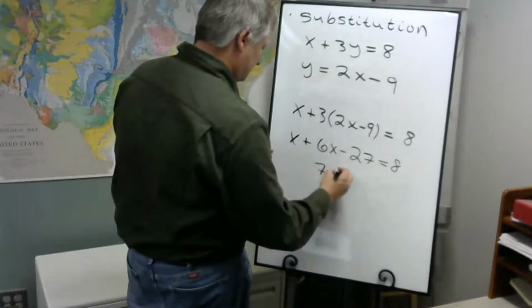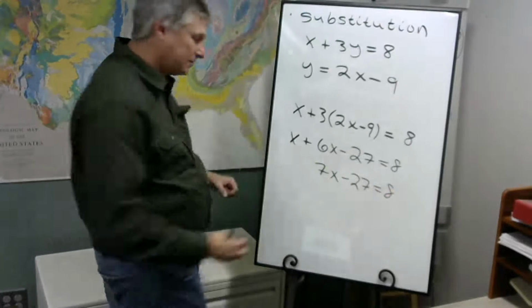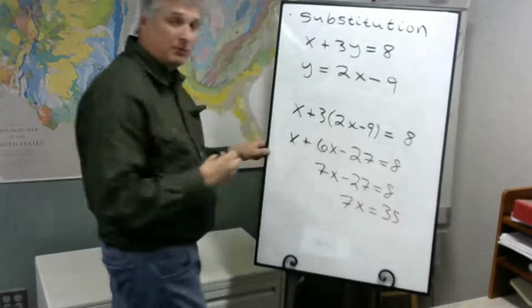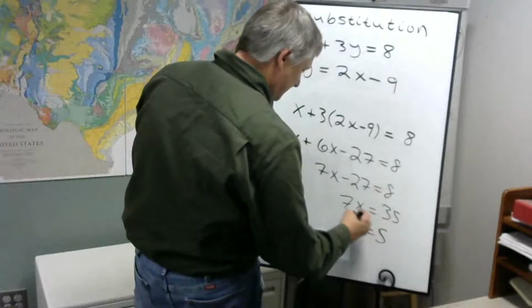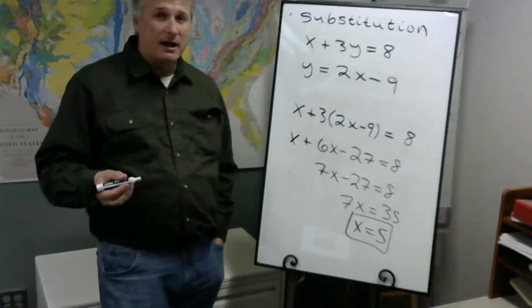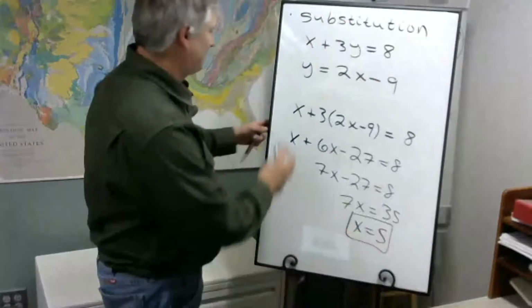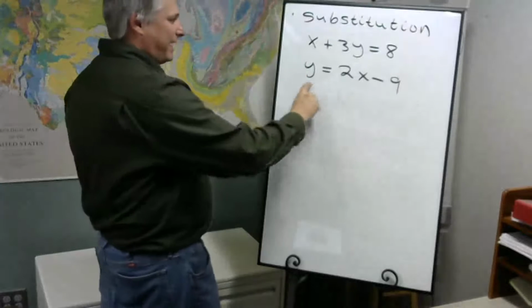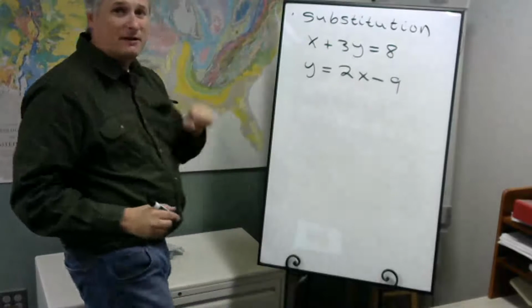Combine these. Add 27 to both sides. Divide both sides by 7. And that is what we get for x. So x is going to be 5. Well, now we've got to find y. We have an equation or formula for y. We just need to put our x, which is 5, in that formula.